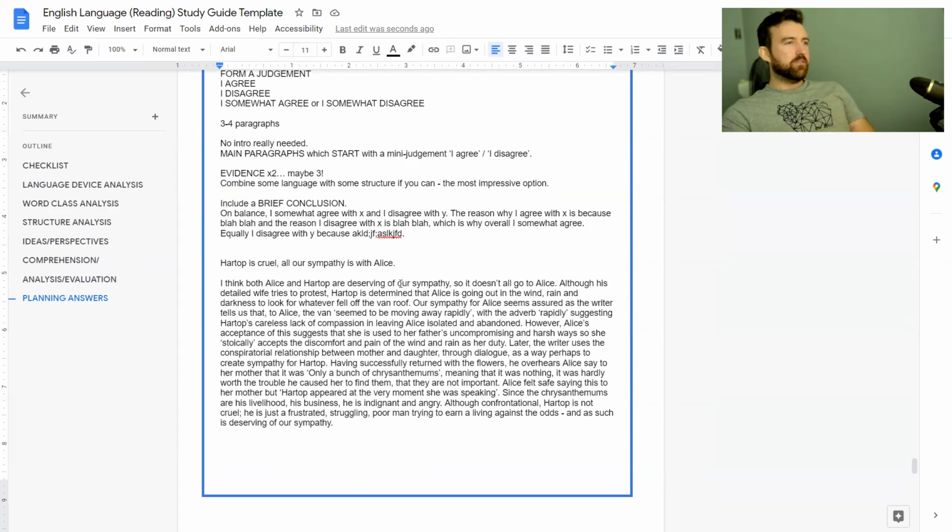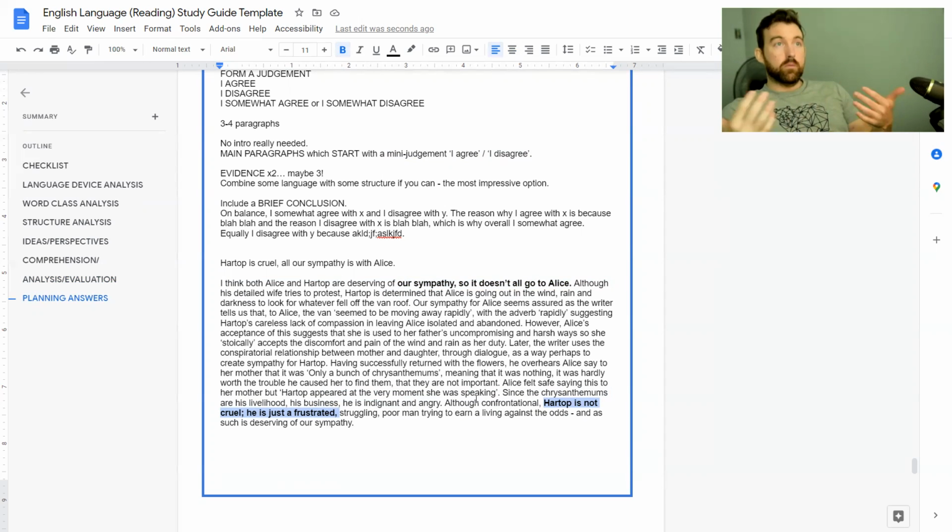And do you see how it falls on some mini judgments, like I said? Mini judgments. So our sympathy doesn't all go to Alice. That's one of the mini judgments. And Hardtop is not cruel. He is just frustrated. So again, a mini judgment. And there's evidence here which helps to support these mini judgments. And again, notice that we don't just have one piece of evidence, we have several bits of evidence which are being explored together to form the judgment.